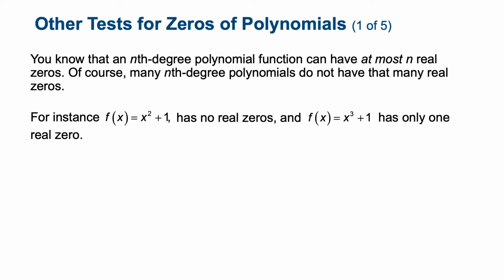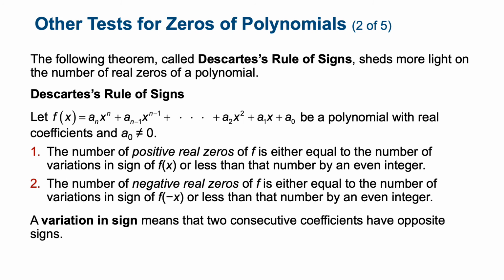So let's say, for instance, x squared plus 1 has no real zeros, and f of x equals x cubed plus 1 has only one real zero, right? So how do we know? How can we tell? If only there was a way to figure out how many real zeros a polynomial has. Oh my goodness, there's a theorem. Yes, it's called Descartes' rule of signs.